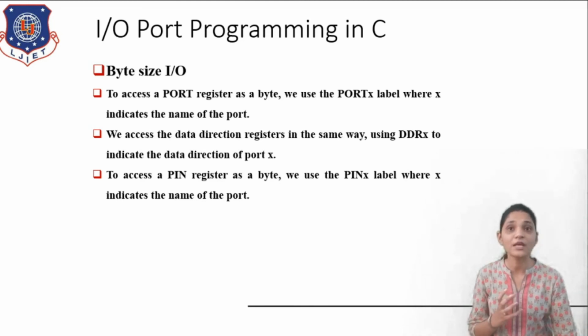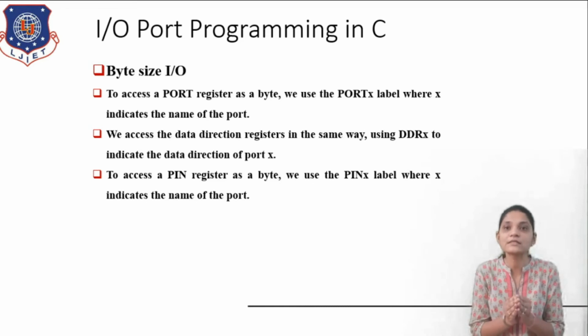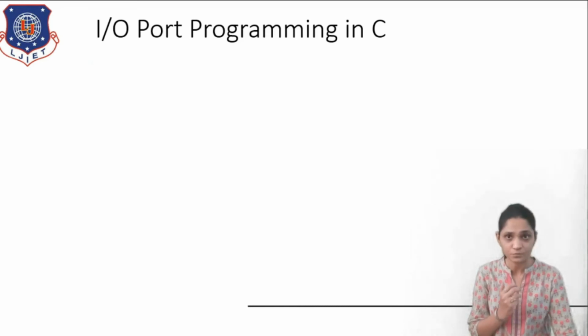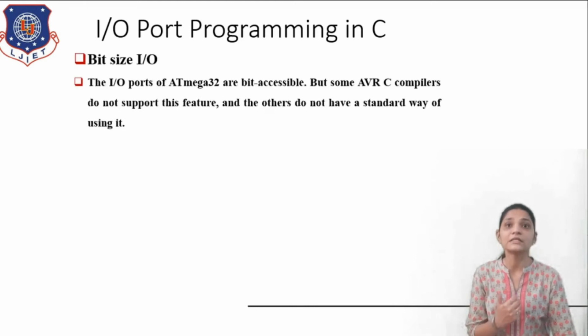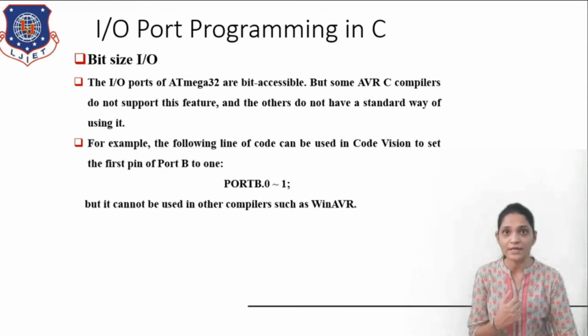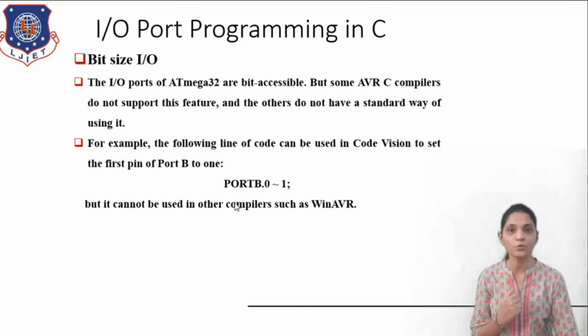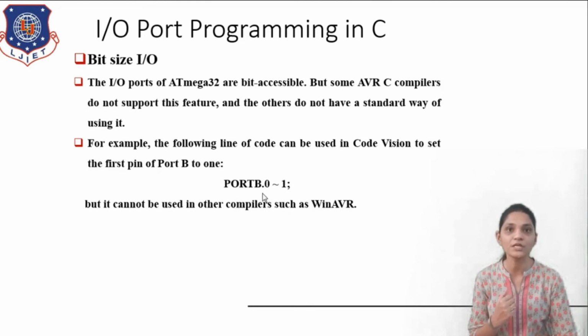Okay, so by this way we can access the whole IO port as 8 bits, or you can consider it as byte size. And in bit size, these IO ports of the ATmega32 are bit accessible also, but some AVR C compilers do not support these features, and others do not have a standard way of using this. For example, the following line of code can be used in CodeVision to set the first pin of port B to 1, like this, PORTB.0 equals 1.